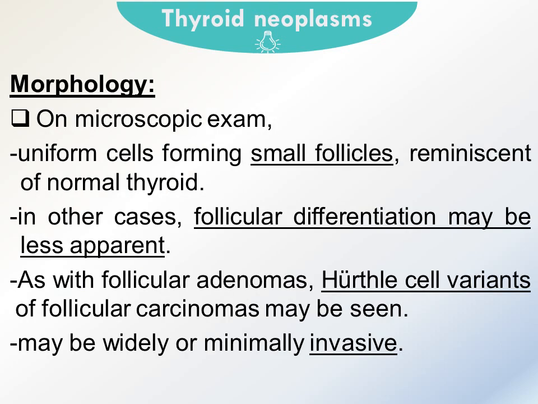On microscopic examination, most follicular carcinomas are composed of uniform cells forming small follicles, reminiscent of a normal thyroid. In other cases, follicular differentiation may be less apparent, as with follicular adenomas, and the Hürthle cell variant of follicular carcinoma may be seen. Follicular carcinomas may be widely invasive, infiltrating the thyroid parenchyma and extrathyroidal soft tissues, or even minimally invasive.